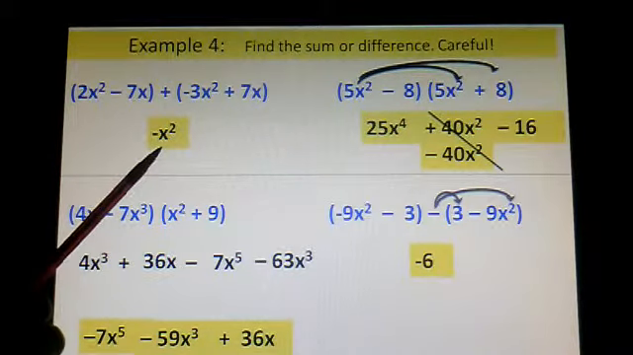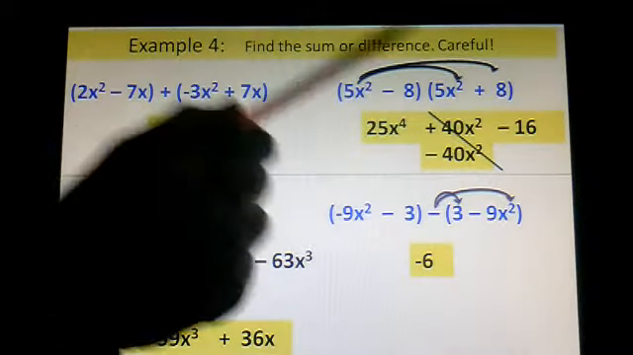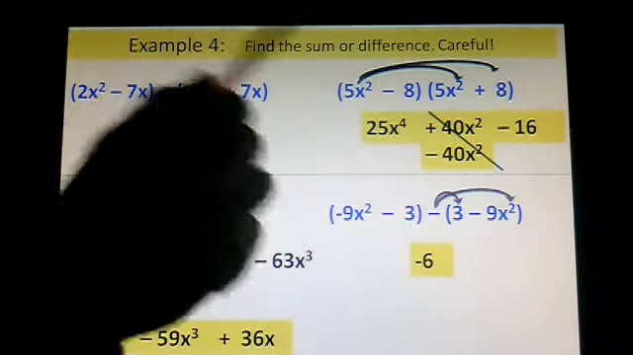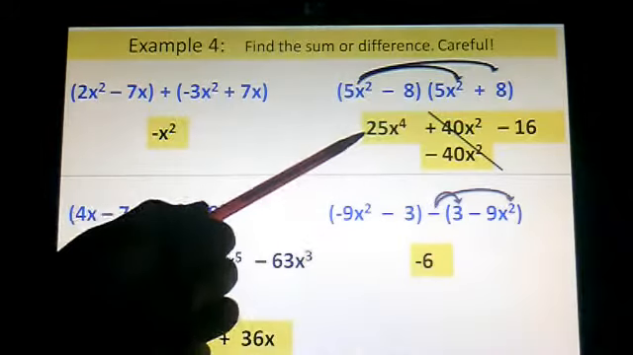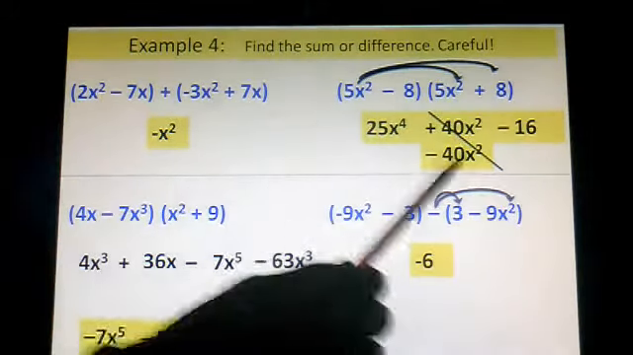This one's kind of interesting. Everything cancels out except for the x squareds. The negative 7x and the positive 7x, gone. They cancel. This one is the difference of 2 squares. We talked about this the other day, where the middle terms will cancel out, and your answer is 25x to the 4th minus 16. So you just don't even need any of that part of it when you read your final answer.